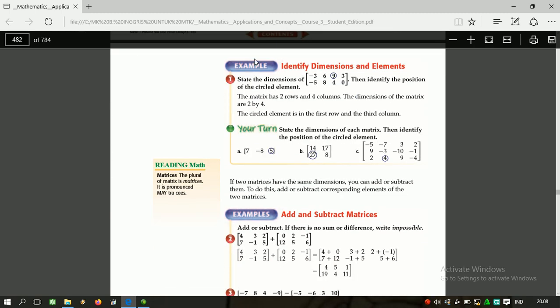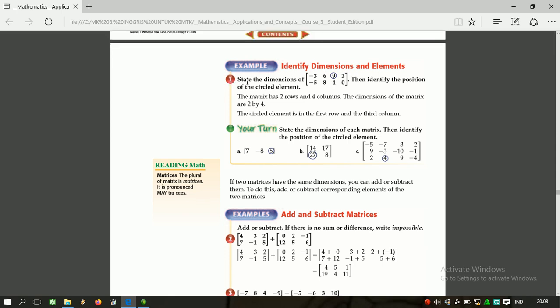Next, example. Identify dimension and element. Number 1. State the dimension of the matrix. Then, in the table, fill in the position of the chosen element. The matrix has 2 rows and 4 columns. The dimension of the matrix is 2 by 4. The chosen element is in the first row and the 3rd column.